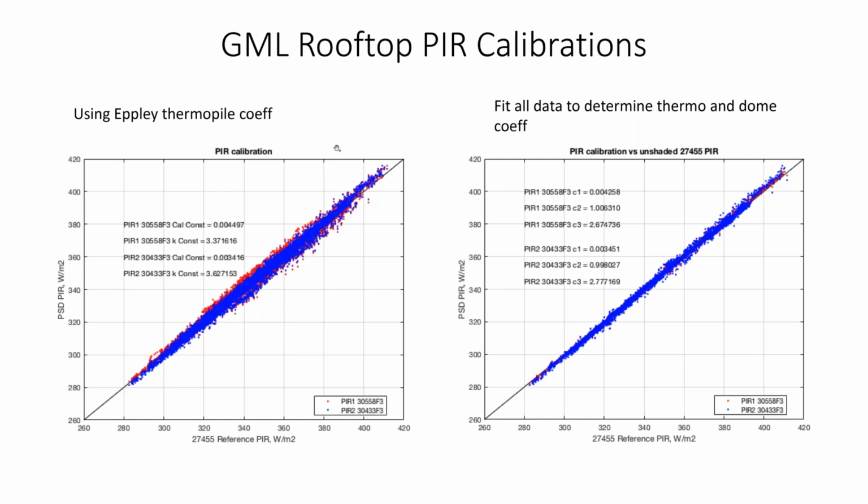So we now work with the GML group, and you can do calibrations. This is an example of a couple of our IR sensors calibrated against their reference. And if we use the Eppley thermopile coefficients, we get the kind of fits you see here on the left. And if we adjust the thermopile coefficients to get the best fit, you get what you see on the right. So what we now do is use the calibrations against GML to determine the thermopile and the dome coefficient. So you can see dome coefficients here about 2.7.